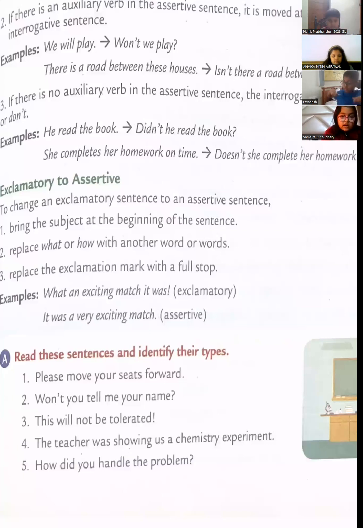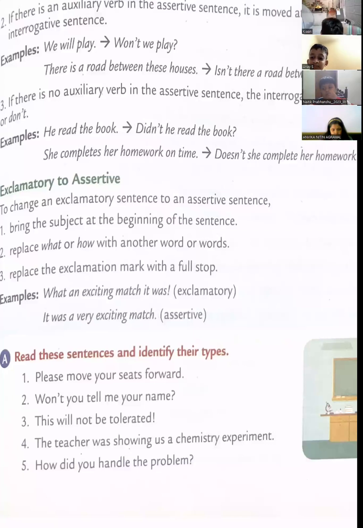Please move your seats forward. Which type of sentence is it, children? Imperative sentence. Why do you think it's imperative? Because it's giving a command. Sort of, but it's a request, please. Not a command here, a command comes with a bossy verb. But request, command, all these are imperative sentences.